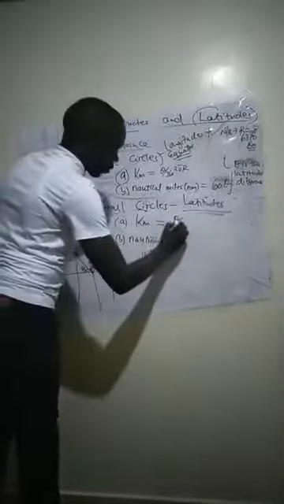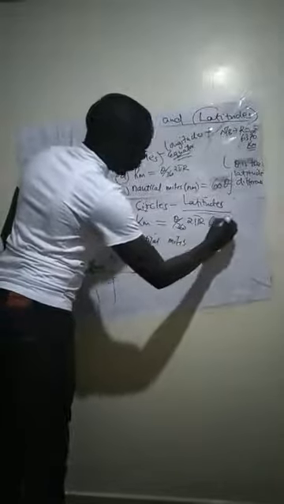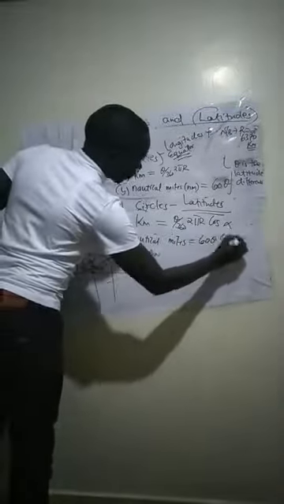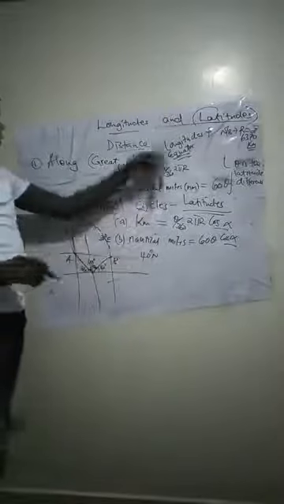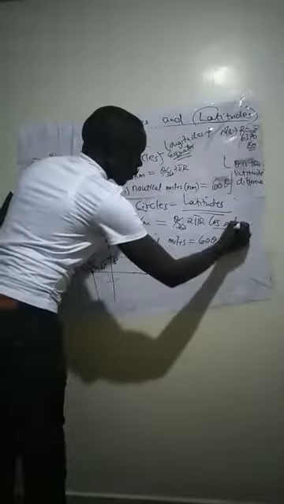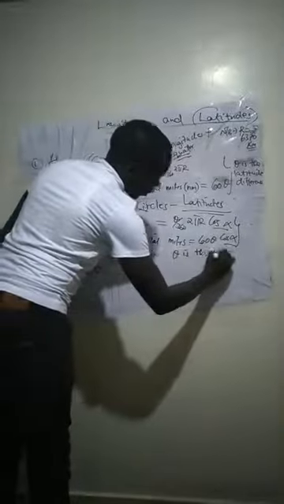So beta over 360 kilometers, 2 pi r, now cos alpha. And in nautical miles, we're going to have 60 beta cos alpha. So you notice they are the same, only that in this case we're introducing cos alpha. Now what is the beta in this case? In a great circle, beta is the latitude difference. In a small circle, beta is the longitude difference.